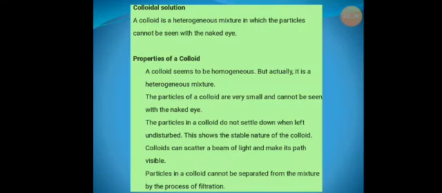Now, let us know about colloidal solution. A colloid is a heterogeneous mixture in which particles cannot be seen with the naked eye. Properties of a colloid: a colloid seems to be homogeneous, but actually it is a heterogeneous mixture. The particles of a colloid are very small and cannot be seen with the naked eye. The particles in a colloid do not settle down when left undisturbed. This shows the stable nature of the colloid. Colloids can scatter a beam of light and make its path visible. Particles in a colloid cannot be separated from the mixture by the process of filtration.